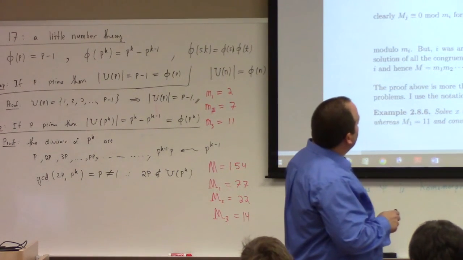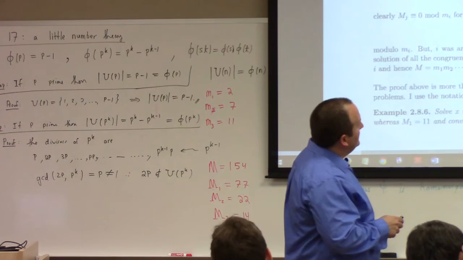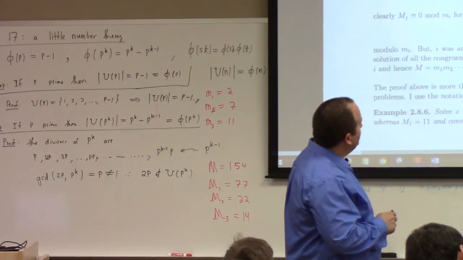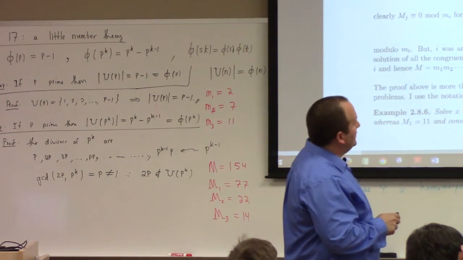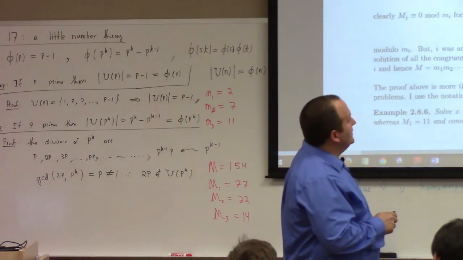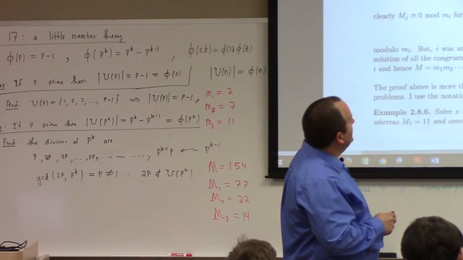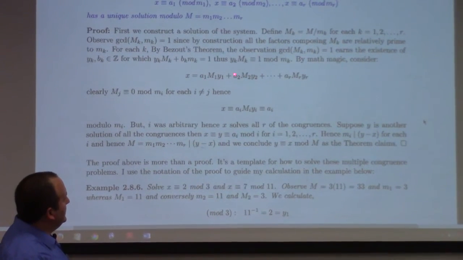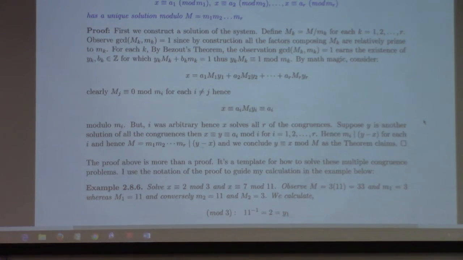All right, so for each then, you have by Bezout's theorem, there exist y sub k and m sub k such that this linear combination is 1, right? In other words, y sub k times big M sub k is congruent to 1 mod m sub k. In other words, this y sub k is a multiplicative inverse of big M sub k mod m sub k. So by math magic, consider this. These a sub 1's are coming from up here. You'll see why this is a good idea in just a second. So a sub 1, a sub 2, a sub r, and the y's again are coming from Bezout's, finding the inverse of the big M sub k, mod m sub k.